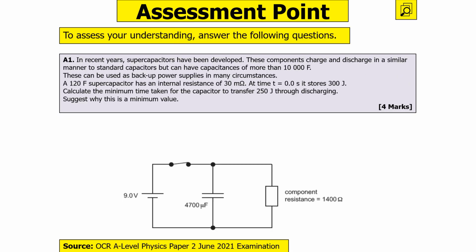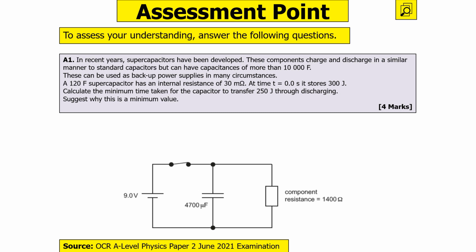The next question says, in recent years, supercapacitors have been developed. These components charge and discharge in a similar manner to standard capacitors, but have a capacitance of more than 10,000 farads. They can be used as backup supplies in many circumstances. A 120 farad supercapacitor has an internal resistance of 30 milliohms. At time t equals 0, it stores 30 joules.